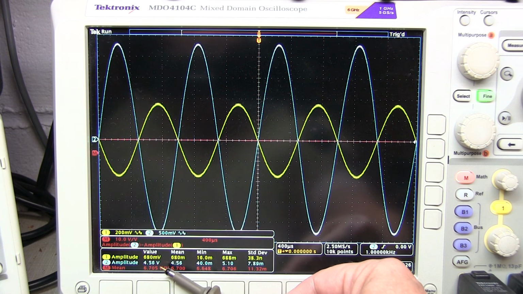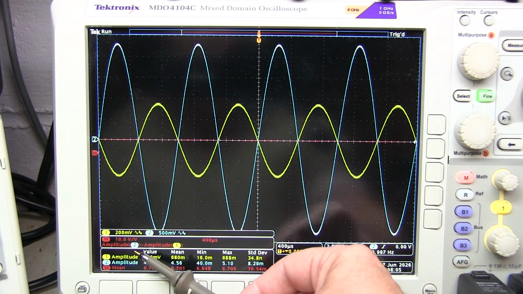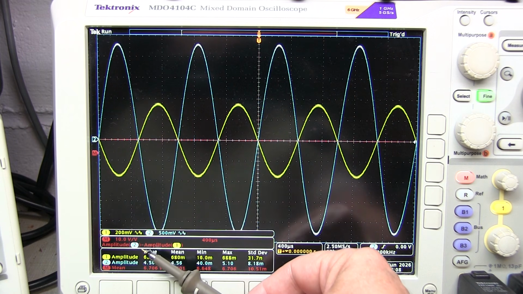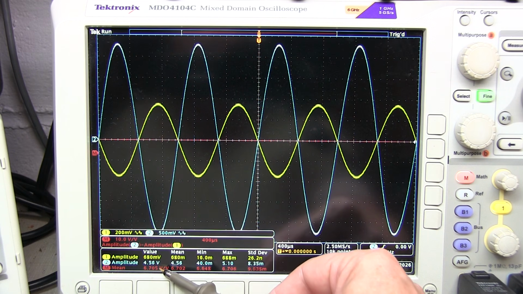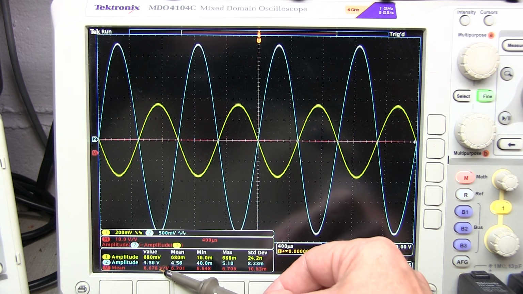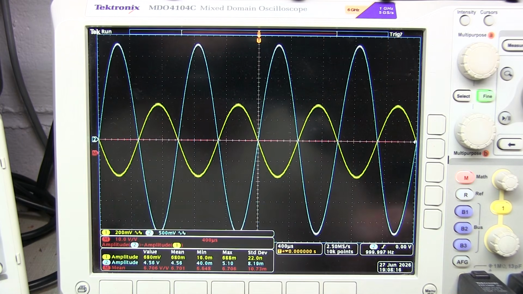And I turned on a math trace to actually calculate the gain for me, where it's taking the amplitude of channel 2 divided by the amplitude of channel 1, and that's showing me right down here that the gain is about 6.7. From the math we knew it was going to be about 6.8, and again, the error that we see here is just due to things like component tolerances and a couple of other secondary effects in the math that we're not worrying about for our first order approximation.